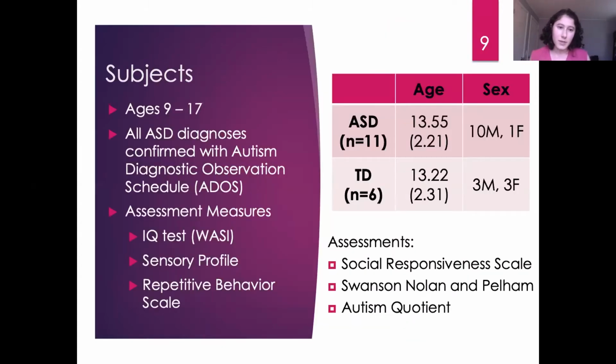So with this experiment, we're targeting children between the ages of 9 and 17. So far, we have recruited 11 with autism and 6 with typical development, although we are still in the recruiting stage. And we're also collecting some assessments of things like cognitive ability and sensory processing, so we can compare those results later.